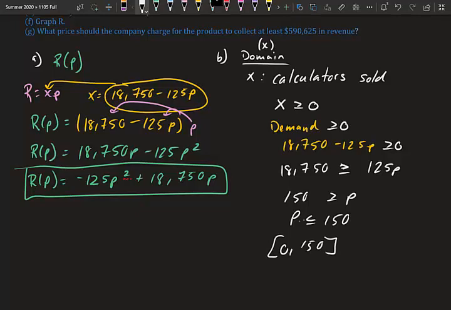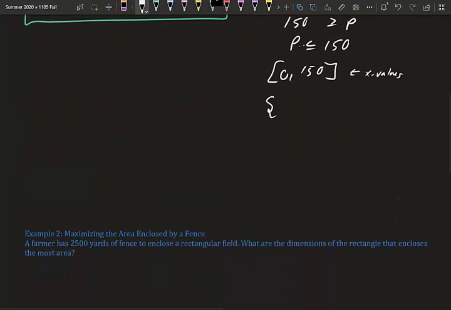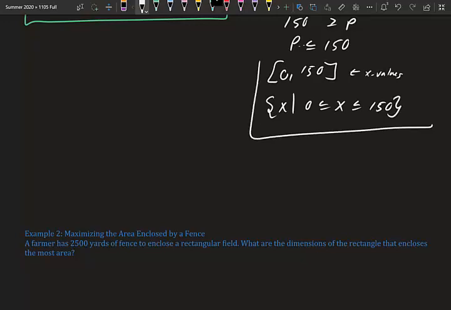And remember, those are our x values. You can write it in set notation as well. You can say x such that 0 is less than or equal to x, and that's less than or equal to 150. Alrighty.